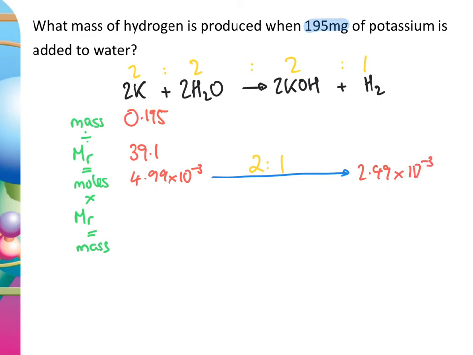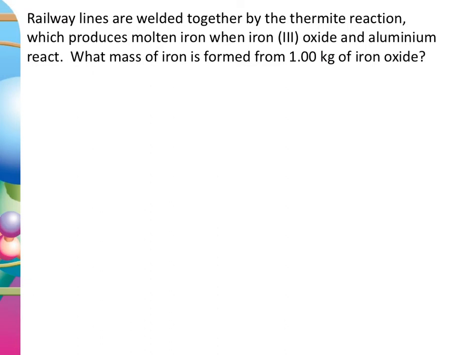And I know that the mR of hydrogen is 2.0, and so I multiply these together to get the mass. And to 3 significant figures, it is 4.99 times 10 to the minus 3 grams. Okay, so here we have a classic reaction, one with a practical use. So as you can see, railway lines are welded together using this reaction. So this is a reaction between aluminium and iron 3 oxide.